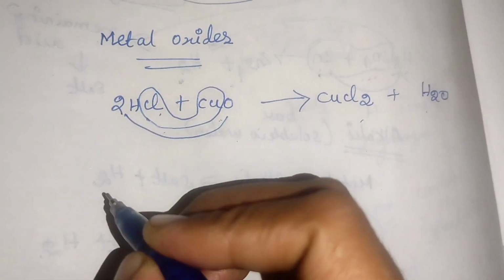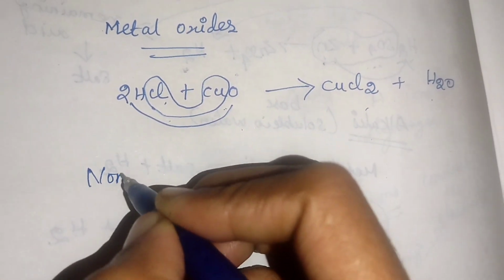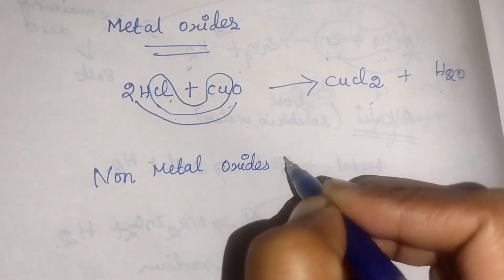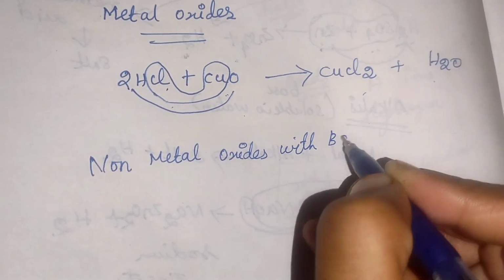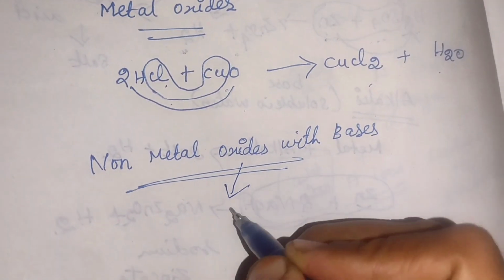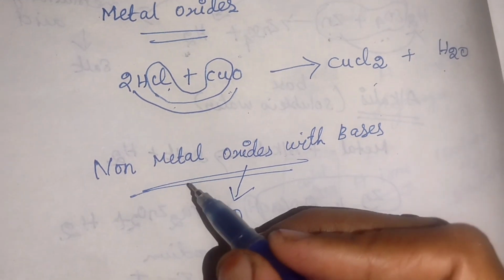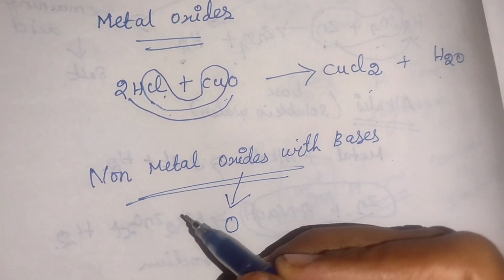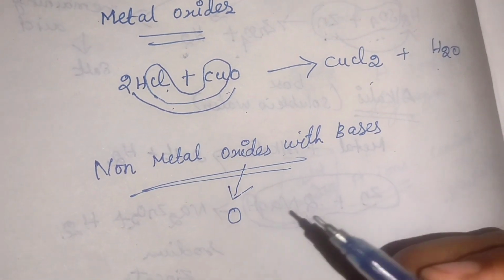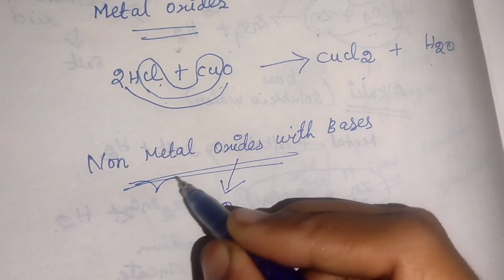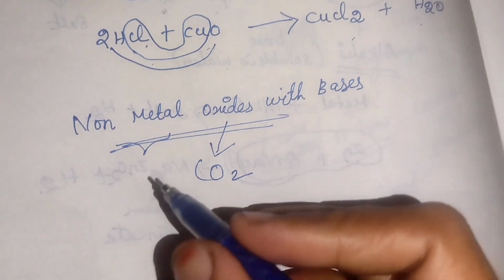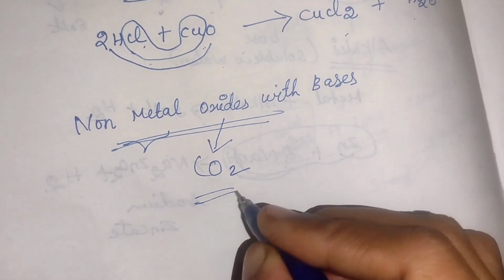And the next property is non-metal oxides with base. Non-metal oxides means what? Oxide means an oxygen group is present in it, and non-metal means it should not be a metal. Carbon, like that, anything non-metal. Carbon dioxide gas, hydrogen gas, and so on are known as non-metals. So here, what non-metal am I taking? Carbon dioxide.